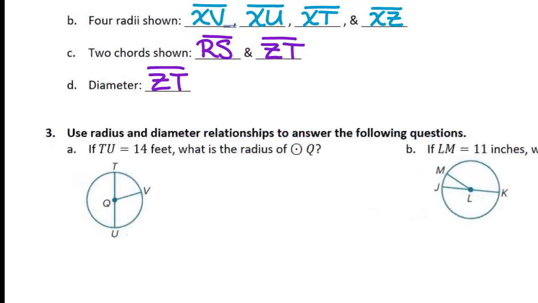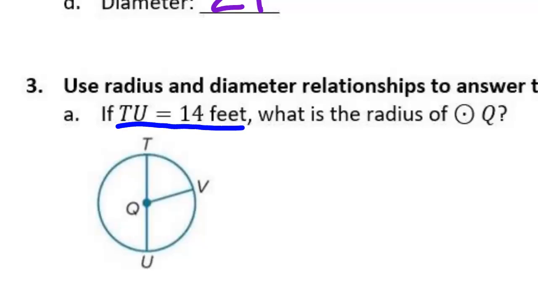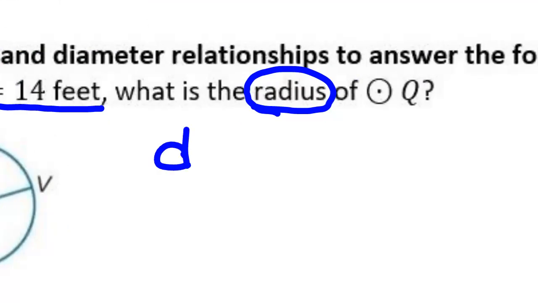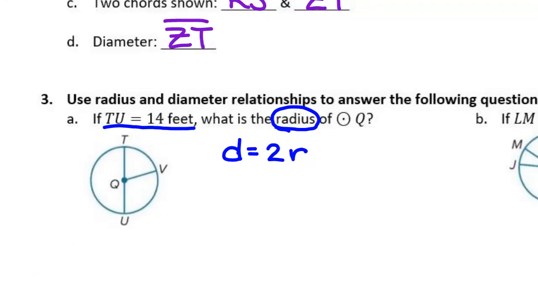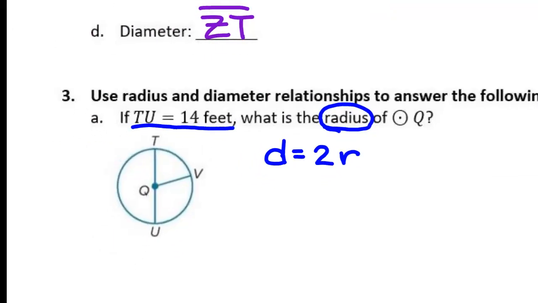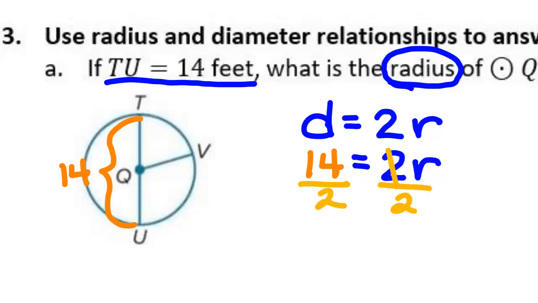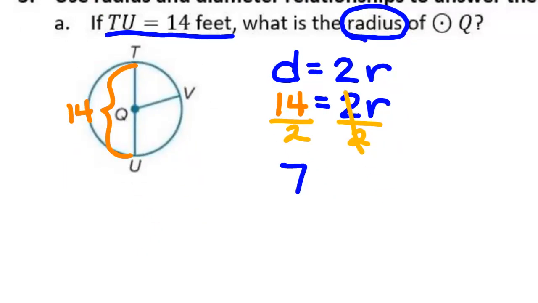All right, number 3 says TU is 14 feet. What is the radius of circle Q? Remember, the diameter is equal to 2 times the radius. We know that the diameter is how big? 14, because from here to here is 14. So we have 14 equals 2r. Then we divide both sides by 2, and that means the radius is how big? 7.